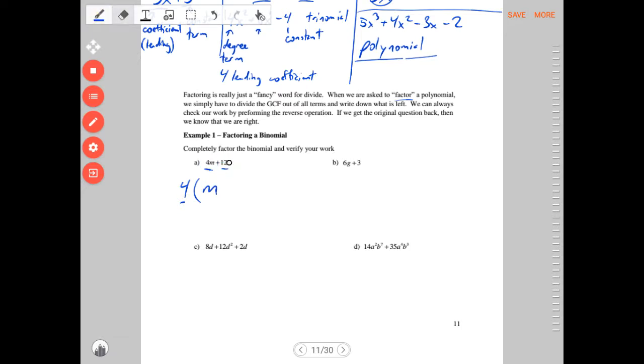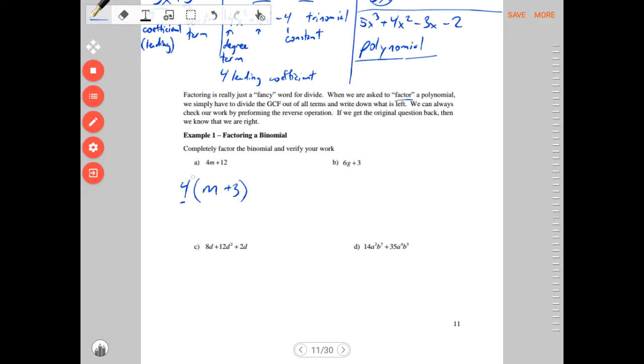Oops, sorry. Erase that. There we go. That's better. Okay, and then plus 12 divided by 4 is plus 3. And there you have it. So you go term by term and just keep dividing by that GCF and we'll factor the polynomial. So you get 4 bracket m plus 3.